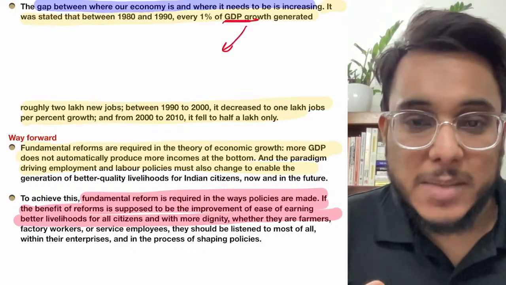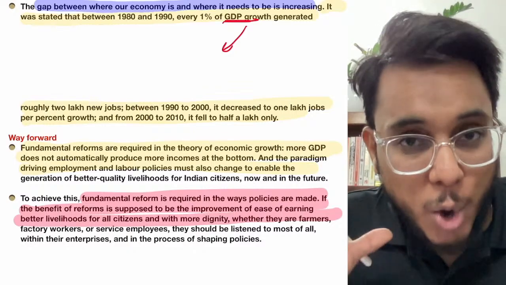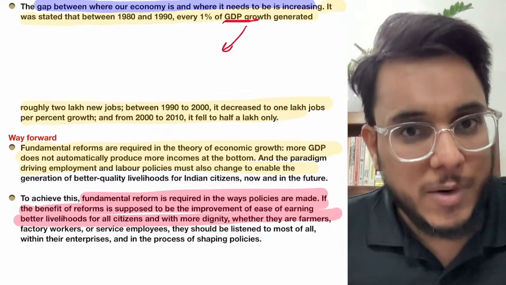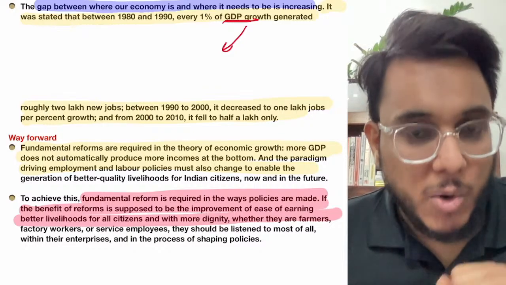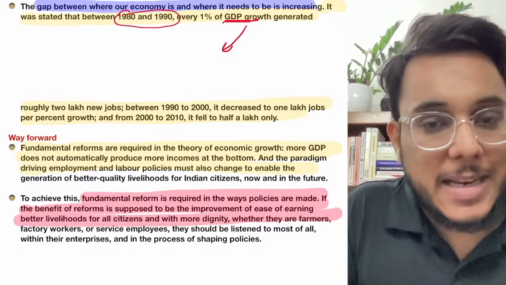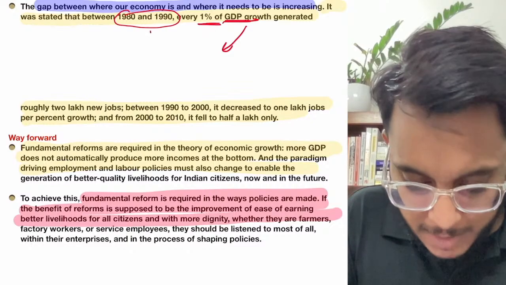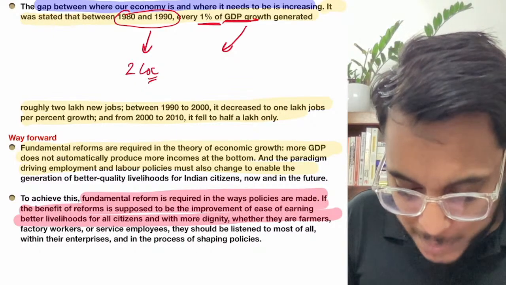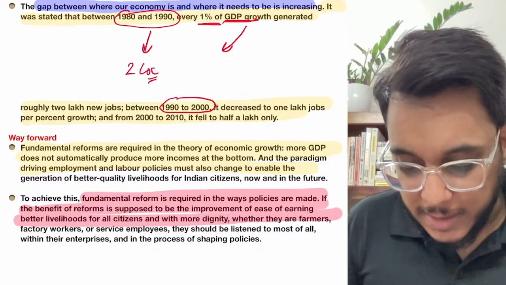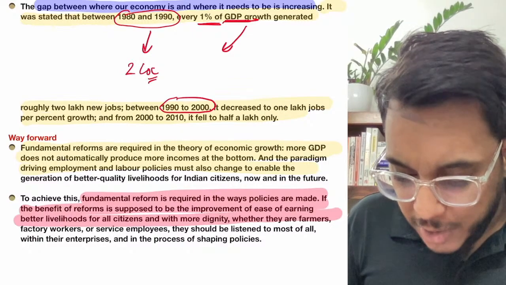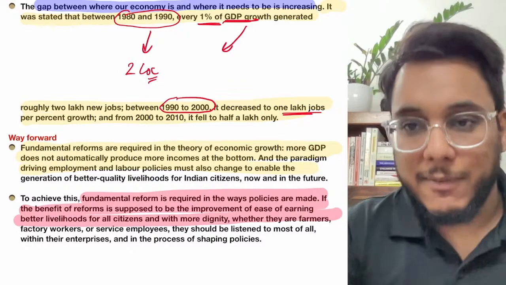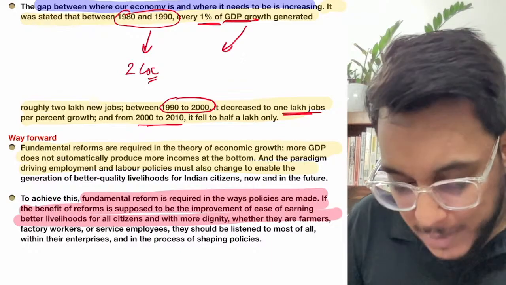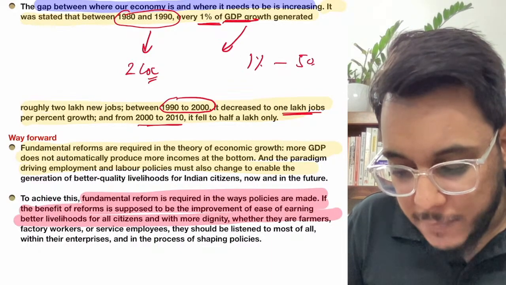Now guys, understand, it has been said that India entered a period of jobless growth after 2000. What is this jobless growth? Now guys, I would like to give you one data here. A few days back also we have taken this particular data. Between 1980 and 1990, if there was 1% growth in the GDP, it generated 2 lakh jobs. But between 1990 and 2000, 1% growth in GDP generated only 1 lakh jobs. And from 2000 to 2010, 1% growth in GDP is generating only 50,000 jobs.